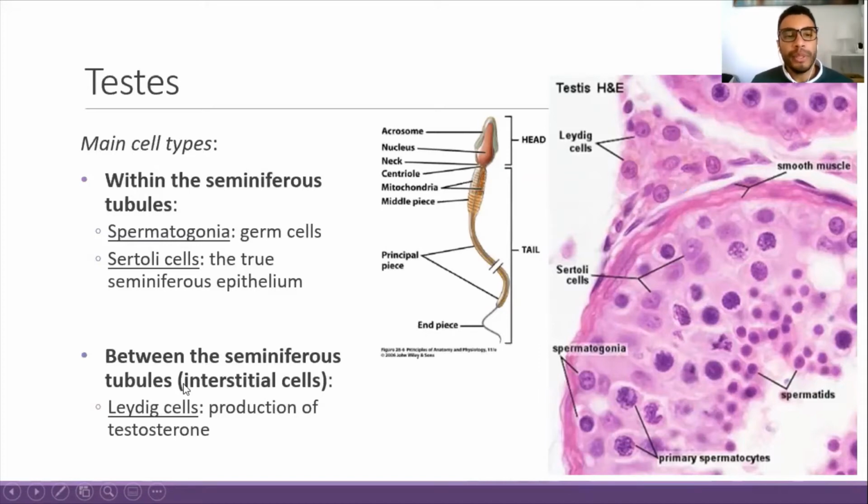And then between the seminiferous tubules, so this is one seminiferous tubule, and this here cut here at the top is another seminiferous tubule. And between these tubules, we have Leydig cells. So these Leydig cells, they are interstitial cells, mainly responsible for the production of hormones, okay, testosterone mainly.